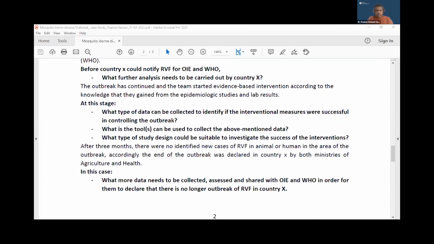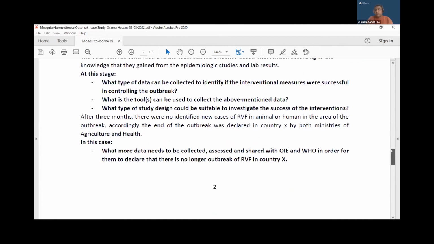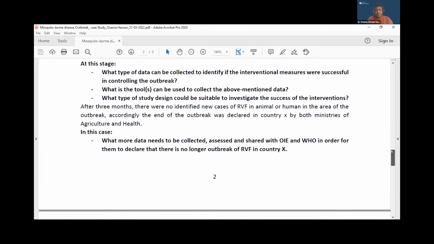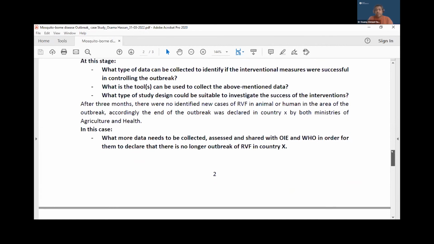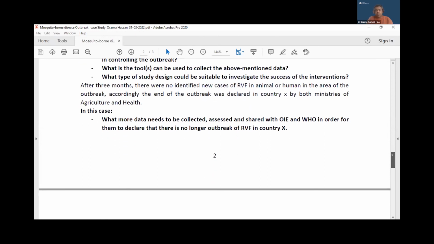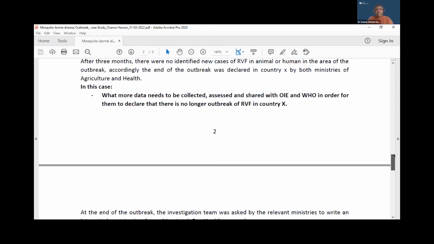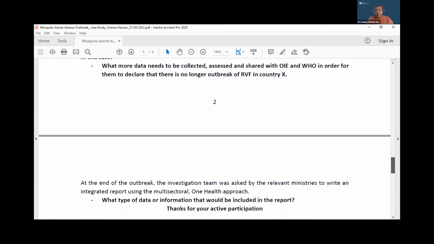That is really good. After 3 months, there were no identified new cases of Rift Valley fever in animal or human in the area of the outbreak. Accordingly, the end of the outbreak was declared in country X by both ministries of agriculture and health. In this case, what more data needs to be collected, assessed, and shared with OIE and WHO in order for them to declare that there is no longer an outbreak of Rift Valley fever in country X?